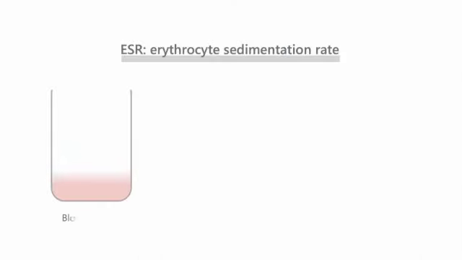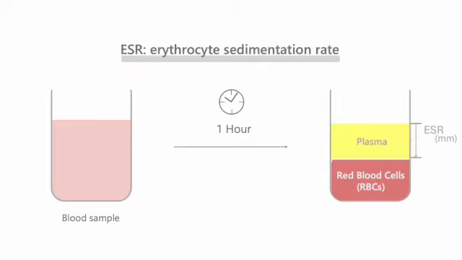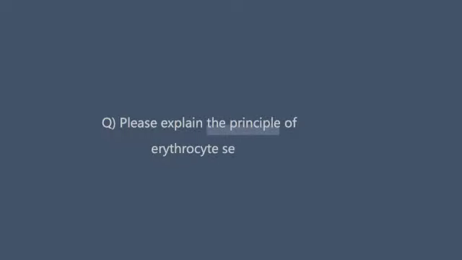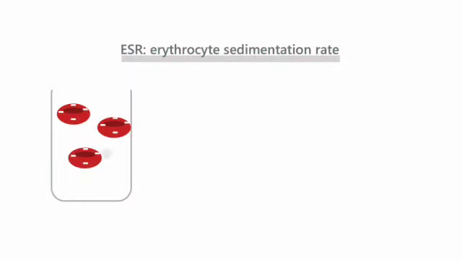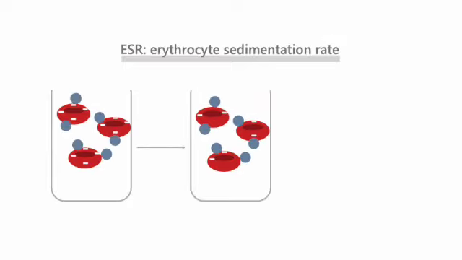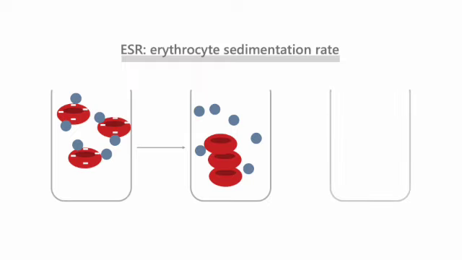Here's how it works. When we put a mix of blood into a vertical tube, the red blood cells naturally settle at the bottom while the plasma rises to the top. It measures how quickly red blood cells collect at the bottom of a tube. Please explain the principle of erythrocyte sedimentation rate test. Normally, RBCs stay apart due to negative charges. But when there's inflammation, proteins like fibrinogen coat the RBCs, reducing their negative charge and causing them to clump together. These clumps of denser RBCs fall faster in the tube, indicating a higher ESR.